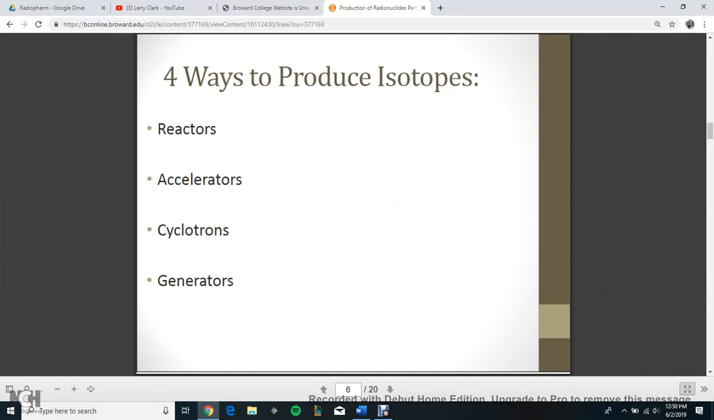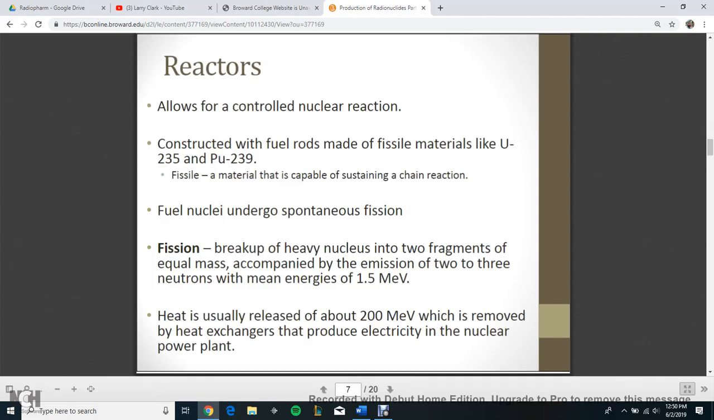4 ways to produce isotopes: reactors, accelerators, cyclotrons, and generators. Reactors allow for controlled nuclear reaction, constructed with fuel rods made of fissile materials like uranium-235 and plutonium-239. Fissile is a material that is capable of sustaining a chain reaction. Fuel nuclei undergo spontaneous fission.